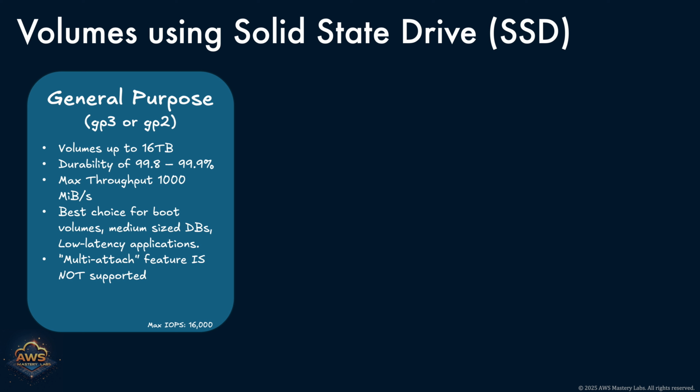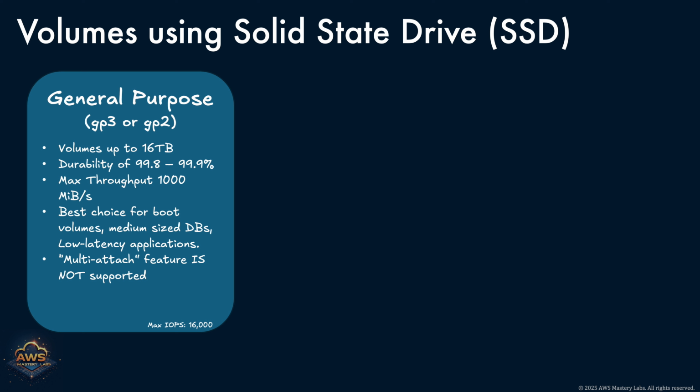With GP3, you get a baseline of 3,000 IOPS and 125 megabytes per second throughput by default, and you can independently provision up to 16,000 IOPS and 1,000 megabytes per second, all without having to increase the volume size. This decoupling of performance from capacity offers significantly more flexibility and cost efficiency. In fact, GP3 is generally 20% cheaper than GP2, while delivering higher baseline performance.